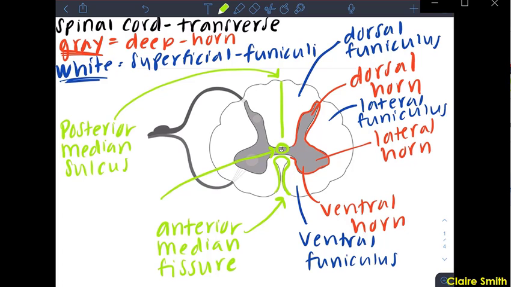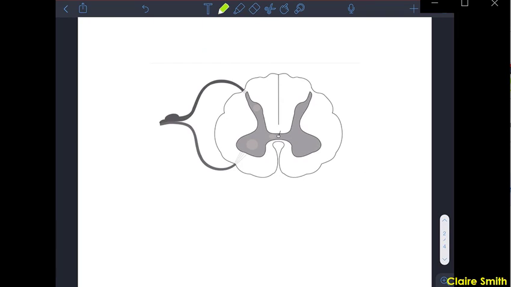And then the last feature, in the very middle of the gray matter, though, you can see a little hole. That is called the central canal, and that is filled with cerebrospinal fluid, and again, just allowing nutrients to get to the spinal cord.